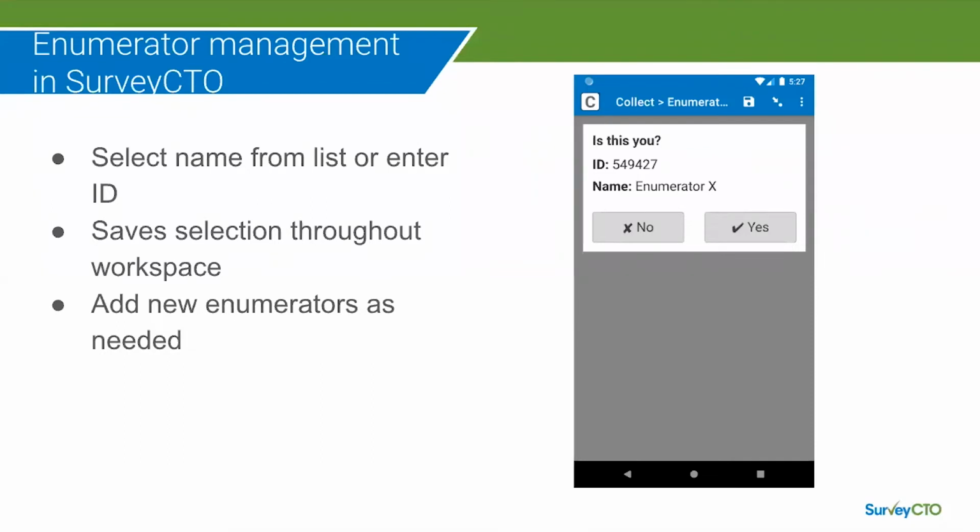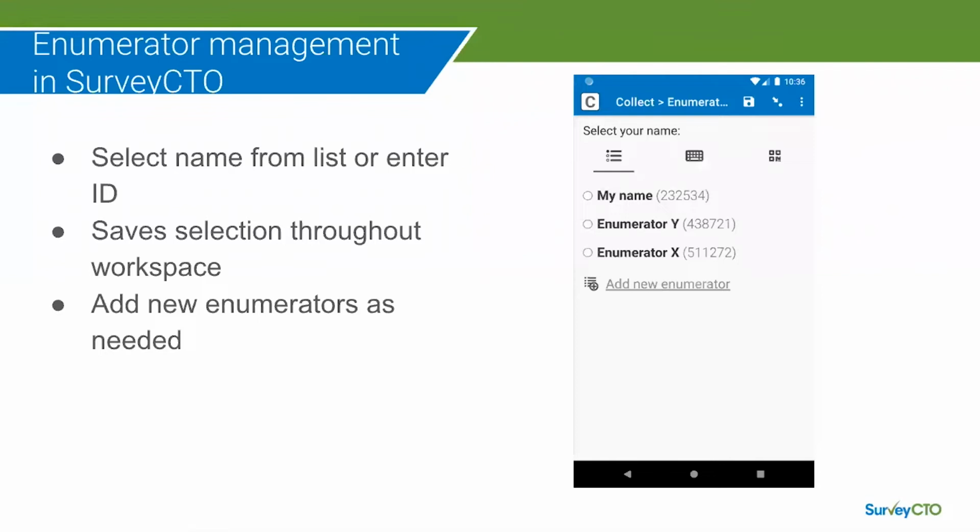There's a field type called the enumerator field type that you can add to your forms. When enumerators reach this field, they will start by selecting themselves from a list, similar to a select one field. But then, the next time they come across that field, instead of needing to select themselves again, the field will remember them and it will simply ask them to confirm their name, as shown in this screenshot on the right. That way, enumerators don't have to select themselves every time, nor enter an ID every time.